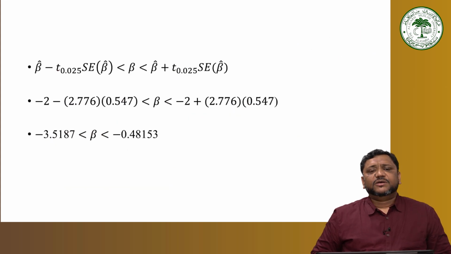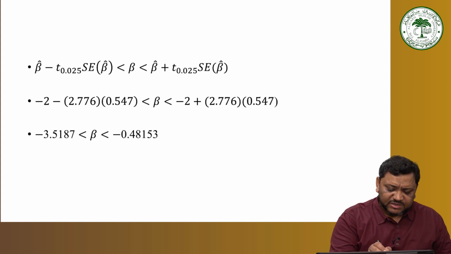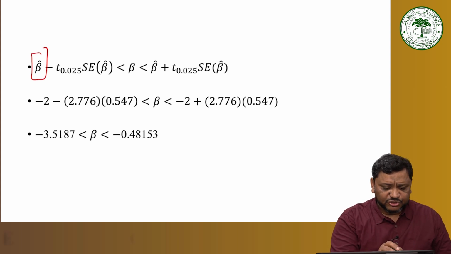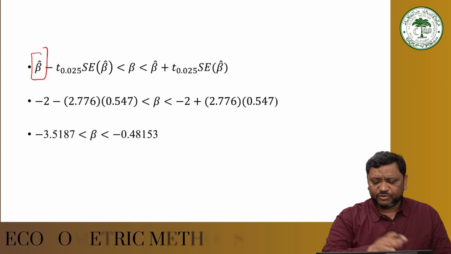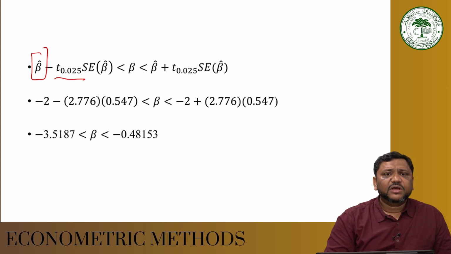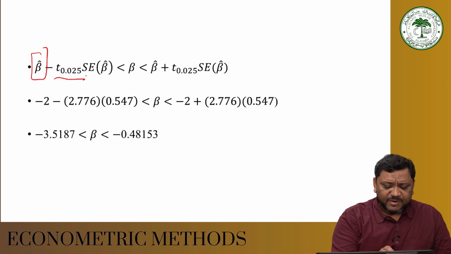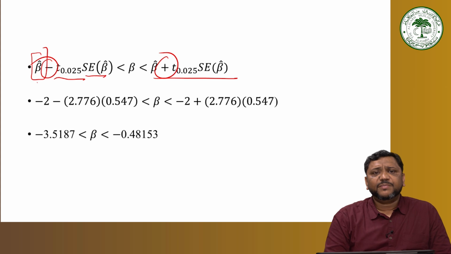Next, we have also seen the concept of confidence interval. In confidence interval, we simply take beta hat, that is your beta hat is equal to -2. Then the t value, because we are doing it at 5% level of significance, so it is divided into two parts. That is why we write it 0.025, half of 0.05, multiplied by the standard error of beta. So this is the lower limit. In the lower limit it is minus, and in the upper limit it is beta hat plus t at 0.025 multiplied by the standard error of beta.